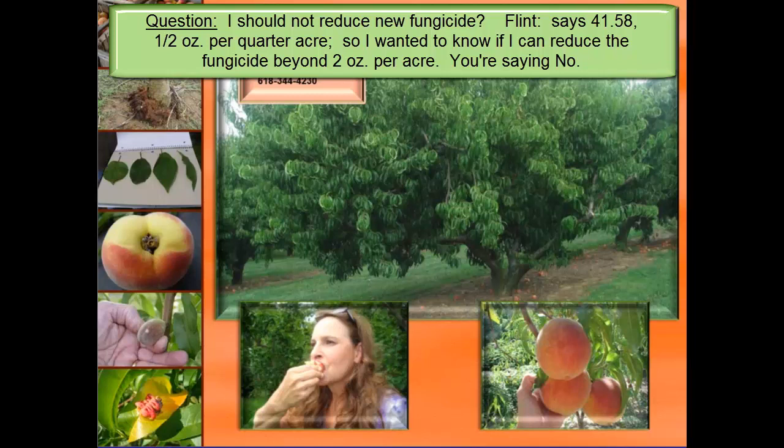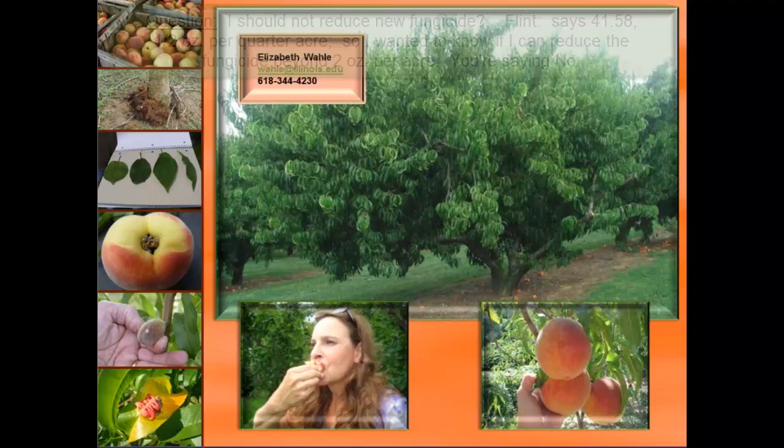You need to keep the same concentration of these newer products. So on Flint, as you mentioned, if it's 2 ounces per acre and you're only spraying a quarter acre, then you need to keep it at the same concentration, which would be, what is that, a half an ounce per quarter acre, which comes out to 2 ounces per acre.